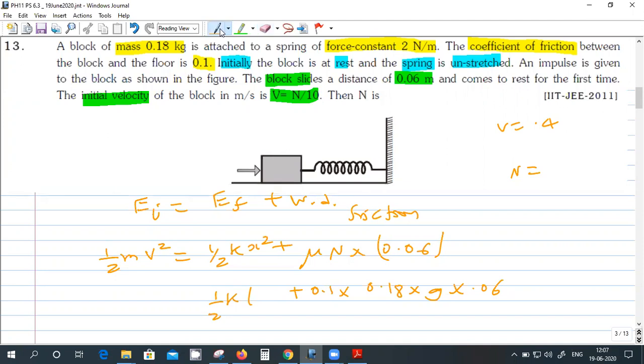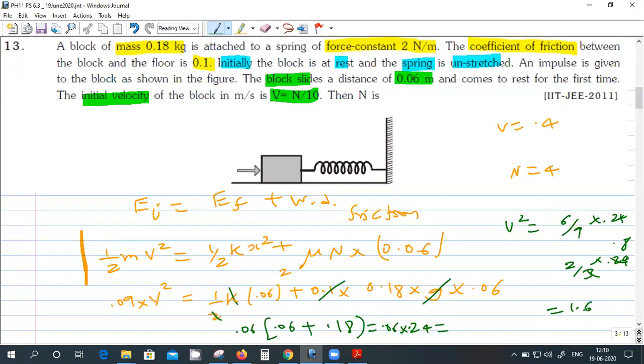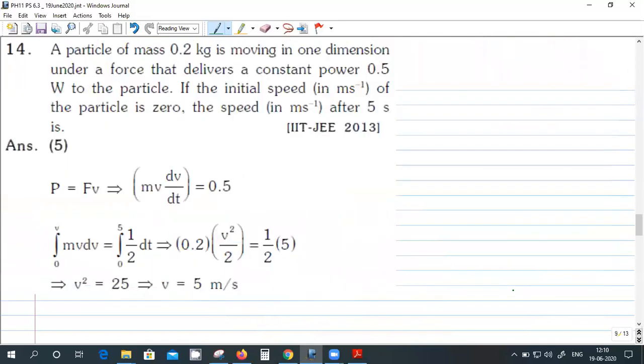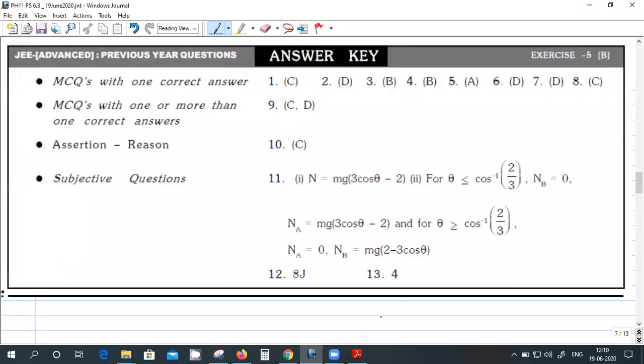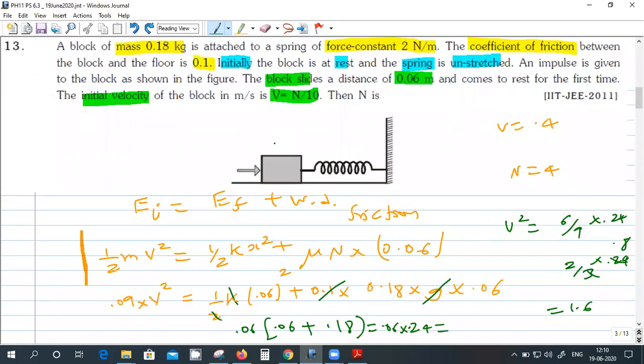So we will take the square root, I guess. Okay, do it properly then. No, the answer is what you said is correct. v is 0.4 because v square is 1.6. So n is 4. Yeah. So got it? Yeah, I got that.